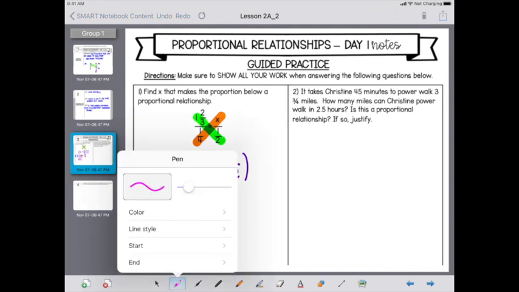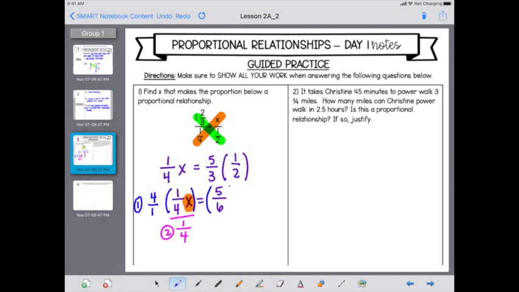So what I'm going to do is I'm going to multiply by the reciprocal. So I'm going to multiply 5/6 by 4/1. This is going to cancel out. These are going to cancel out. So I get x equals 20/6. I'm going to simplify that, and you're going to get 6 goes into 20 3 times. And then when you simplify the fraction, you're going to get 1/3. So 3 1/3 is the value of x that's going to make this proportion a proportional relationship.